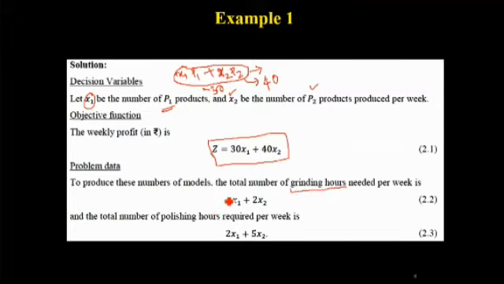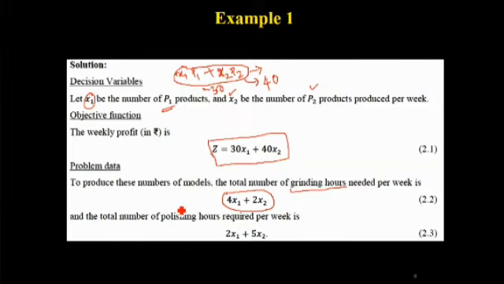So 4 hours for P1, and we have taken, let x1 number of P1s be there. So what will be the first? 4x1 plus 2 hours for P2, so 2 into x2. So this is the first linear combination: 4x1 plus 2x2 when we take grinding hours.